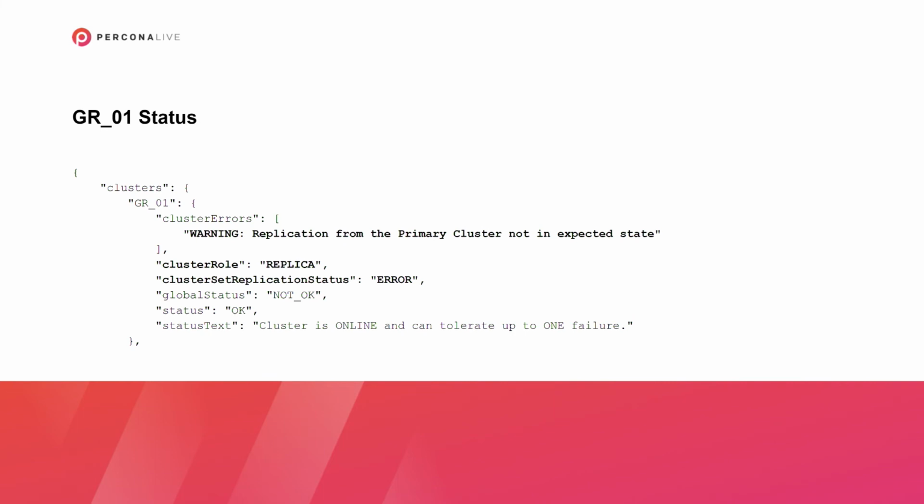And when we do a status, it will warn you that replication from primary cluster is not in expected state. It will show the cluster role as replica. It will show the replication status as error because it can't connect to the primary. The replication is broken and failed.